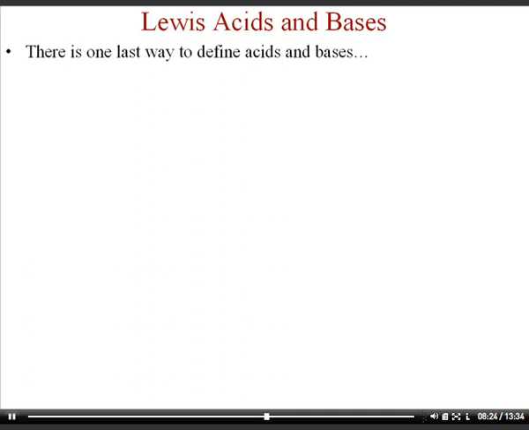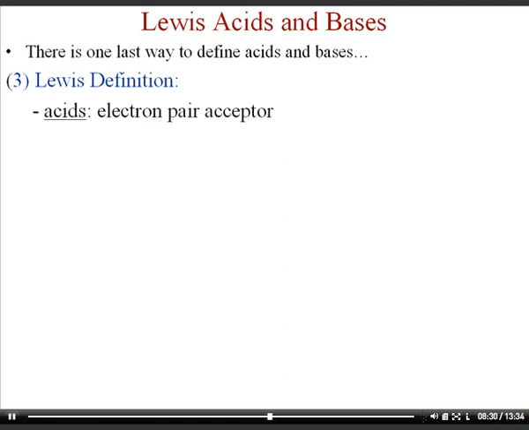On the next slide, we have our last classification of substances as acids or bases. So this is our last way to define acids and bases, and it's by a guy by the name of Lewis, and he came up with the Lewis dot structure. So we're going to be looking at electrons. And Lewis says that an acid has the capability of accepting an electron pair, and a base has the capability of donating an electron pair.